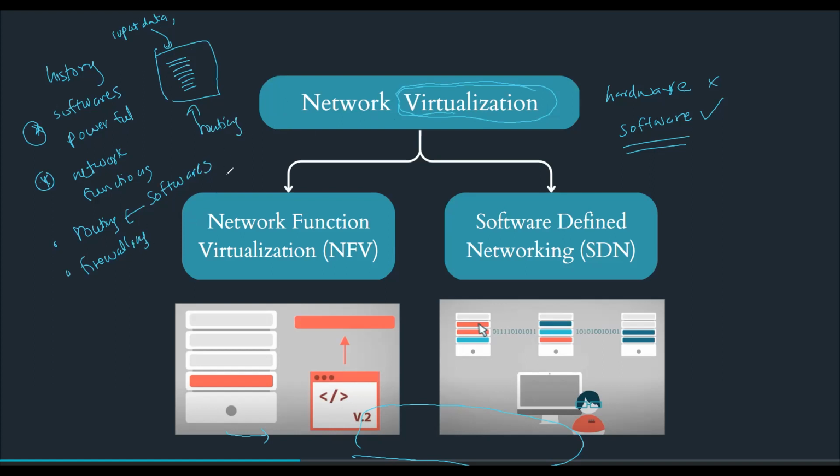So basically we are using software programs to do the network functions. Network functions can be done using software. And apart from that, network controlling can also be done using software. Network controlling done using software, we call software defined networking, right?